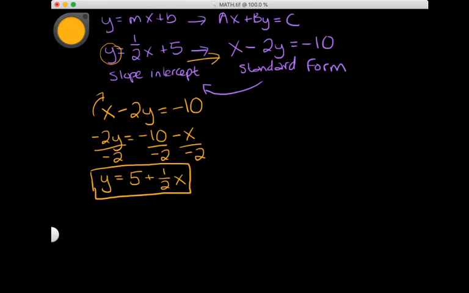All right, so now we know how to go from slope-intercept form into standard form, and now we know how to go backwards from standard form into slope-intercept form. So that's what you're going to be practicing today. I'm going to clear this now. I want to look at another question, like you'll see in your work today.